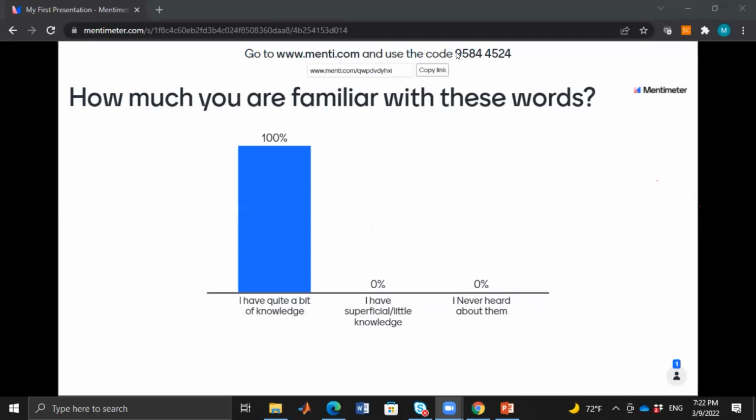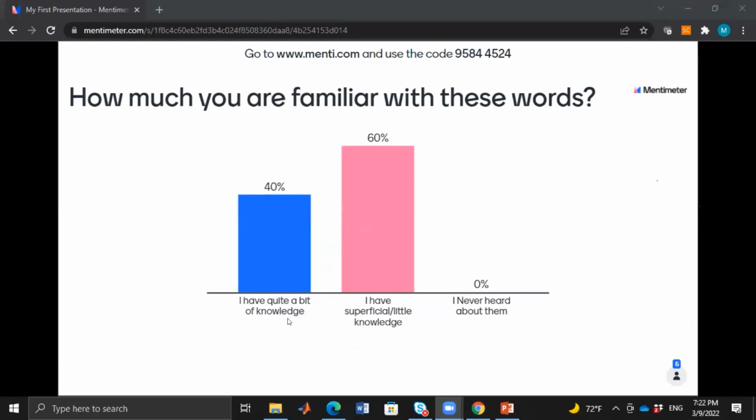So in menti.com, please enter this number and answer the questions. There are three choices here. I have quite a bit of knowledge about it. I have a little knowledge. And the third choice is I never heard about this before. So let's take 1 minute.